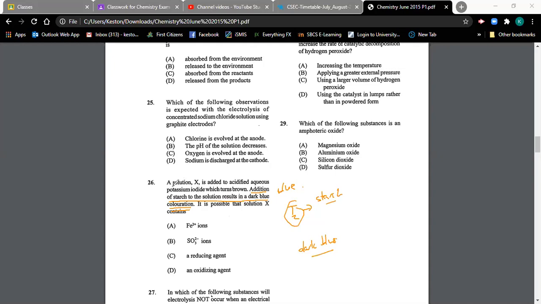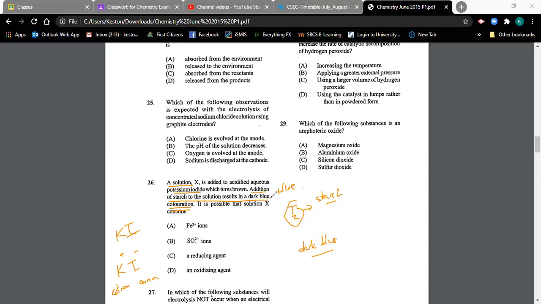Now what it did is it took solution X and added it to this aqueous potassium iodide. Potassium iodide would be KI, right? KI is an ionic compound because this is K plus and this is I minus. Iodine falls inside group 7. So for ionic bonding to happen, the metal loses an electron, the non-metal gains an electron, and that's how you have the formation of cations and anions, right?